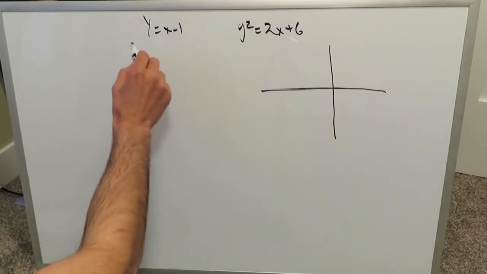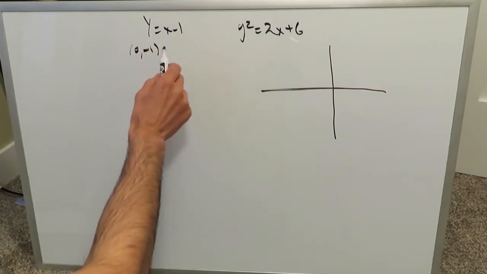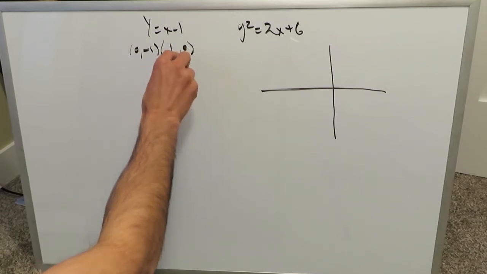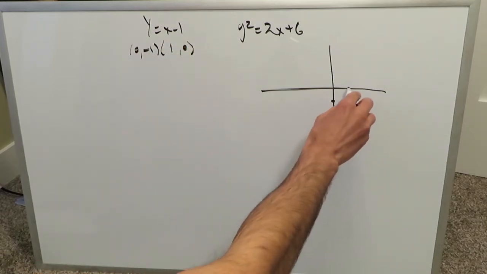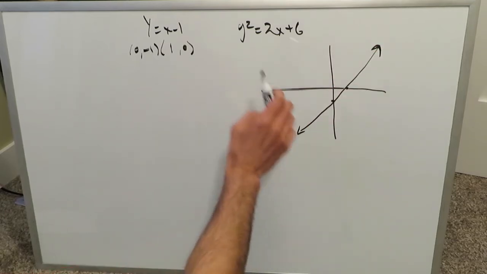y equals x minus 1 is easy. If you make x equals 0, you get minus 1 as one coordinate pair. If you make y equals 0, you get x equal to 1. So you can graph this easily. Your linear line is basically this, not hard. Now we have to look at this.